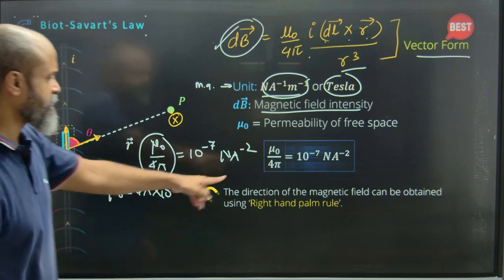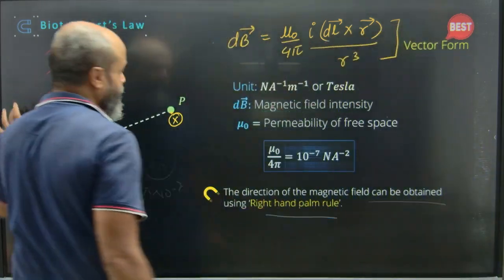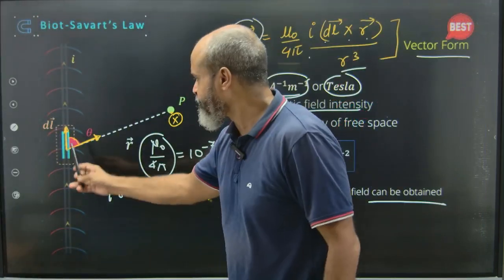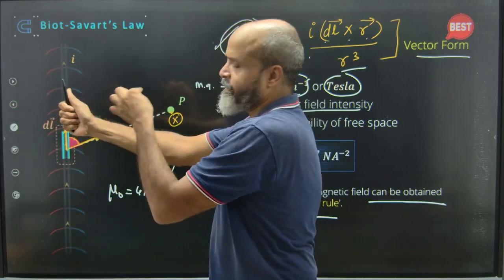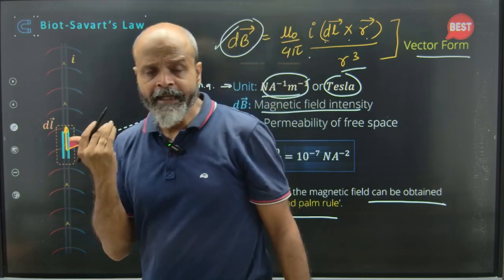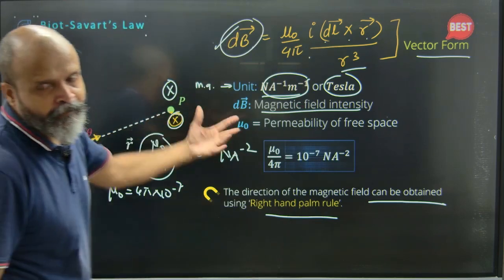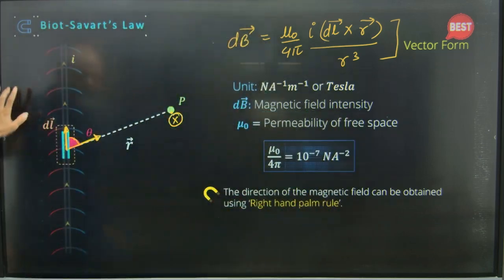Okay. Now the direction of magnetic field can be obtained by the right hand palm rule. For example, here in this case, what will be the direction of magnetic field? The current is going like this, so this is going inside the paper. So this will be the direction of magnetic field, inside the paper or inside the board. Okay. So this is how we will apply the formula as well as determine the magnetic field that is there.